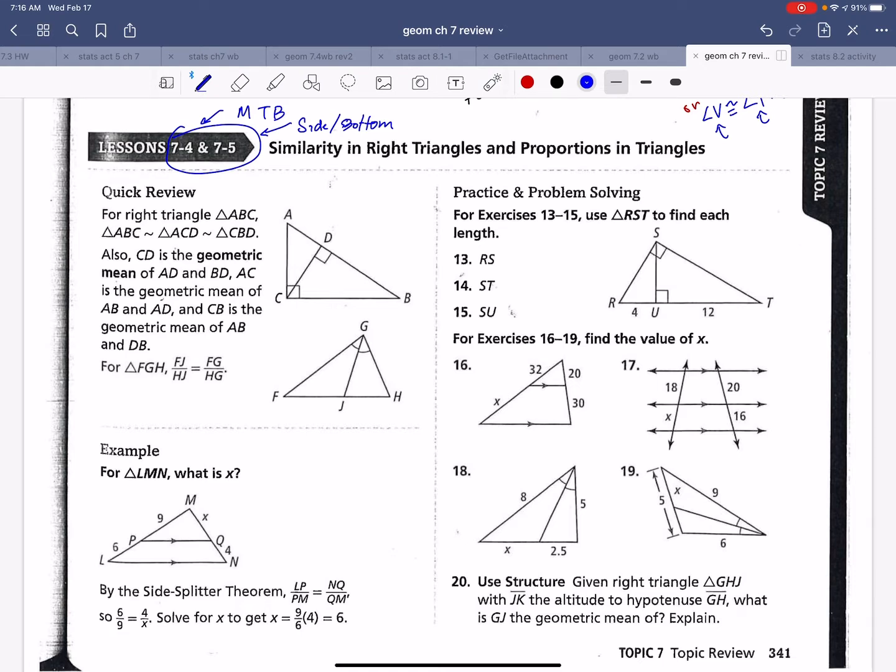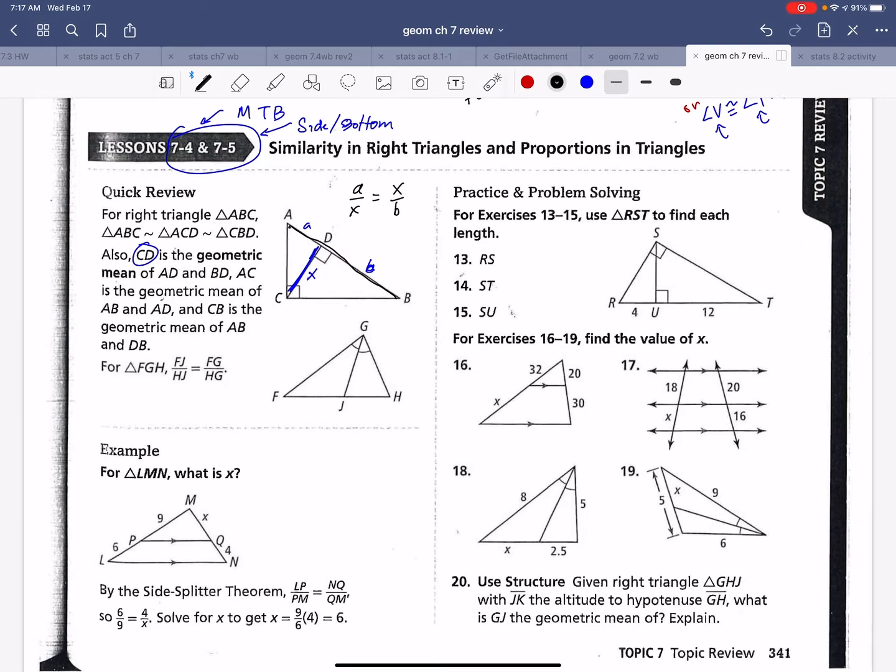So we notice that CD, this segment, is the geometric mean. So if we call that X and the altitude cuts the hypotenuse of the mom in two pieces, then we can set up this ratio, right?